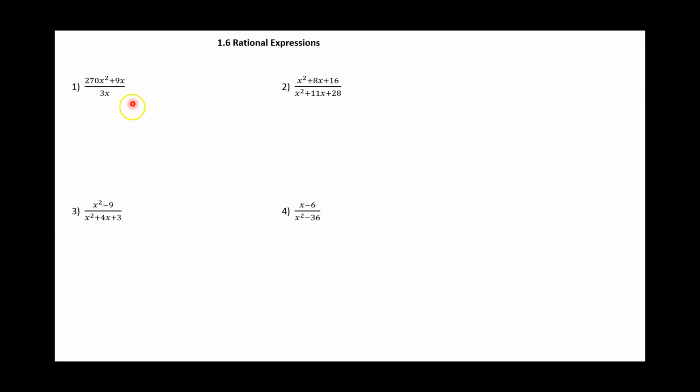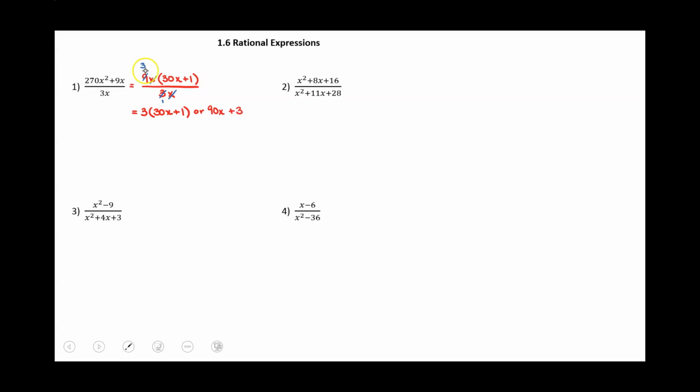So for instance, in my numerator, we could take out the greatest common factor of 9x. So if we take out the 9x, we'd be left with 30x plus 1. Now, if you're unsure about how to take out the greatest common factor or factoring in general, we're going to do a ton of factoring in this section, then you can go back and look at the previous video where we talked about factoring.